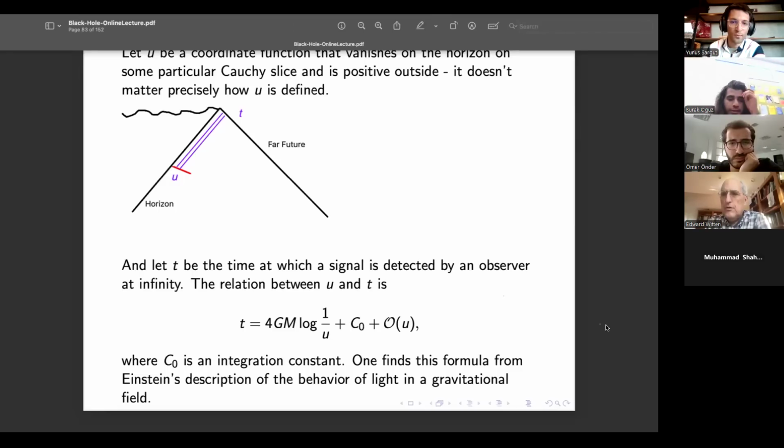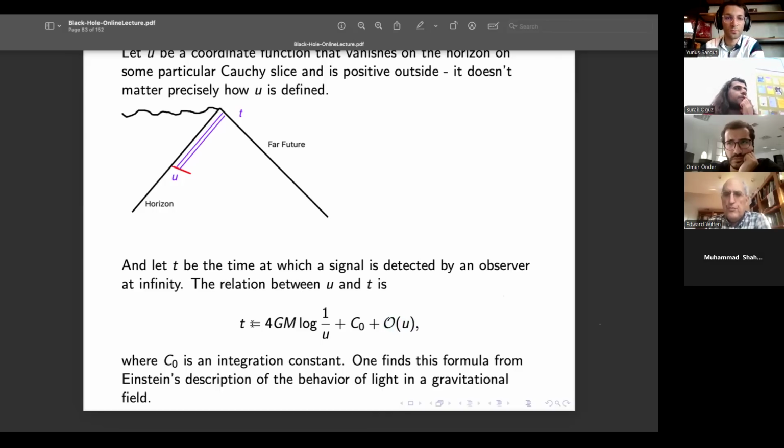If I understand correctly, what you mean is that the observer does not depend on how we define the U parameter. This relation doesn't depend on U in the following sense. If I rescale U, I'll add a constant to C0. But if I reparameterize U by, for example, adding U squared and so on, that'll make a correction of order U, which will be completely insignificant in a moment.